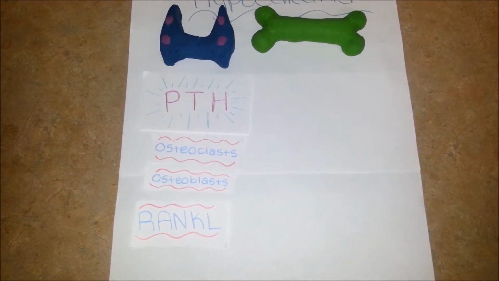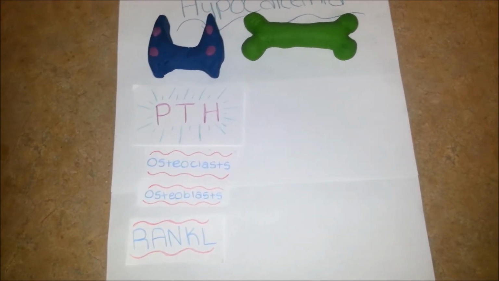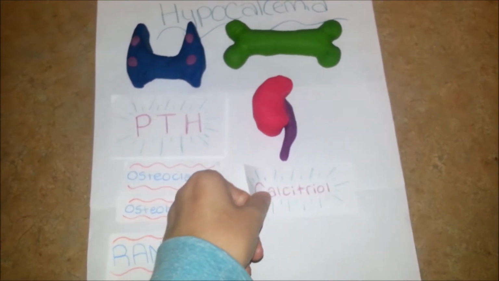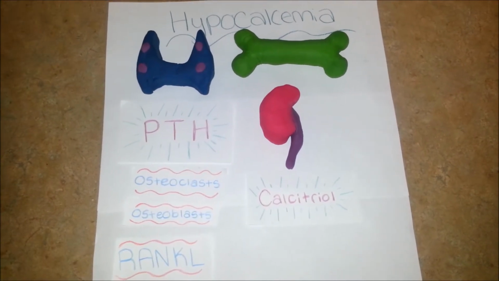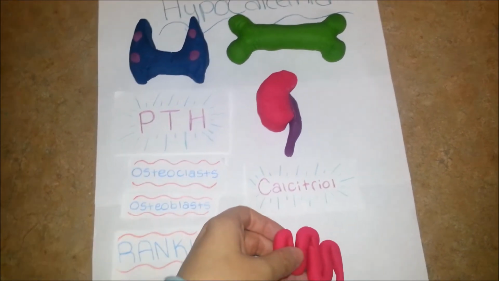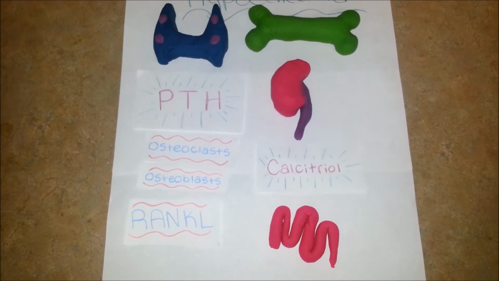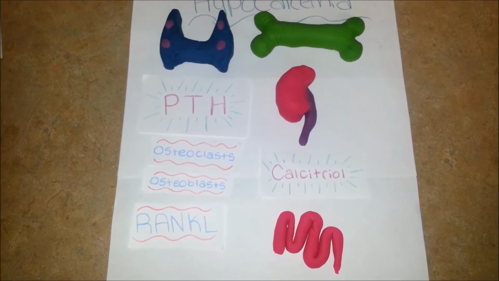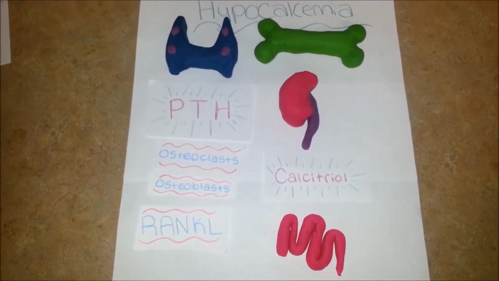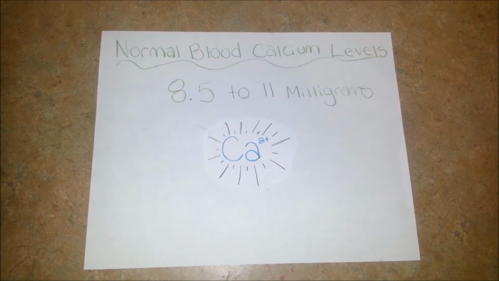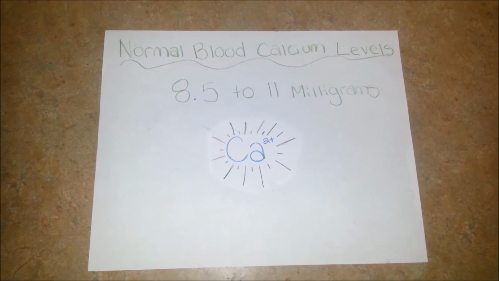PTH also stimulates the kidneys to release the hormone calcitriol. Calcitriol increases the absorption of calcium by the small intestine of the digestive tract. PTH also helps the kidneys to reabsorb calcium, which results in less urinary loss of calcium. With all these factors in place, eventually the blood calcium levels will return to normal, restoring homeostasis once again.